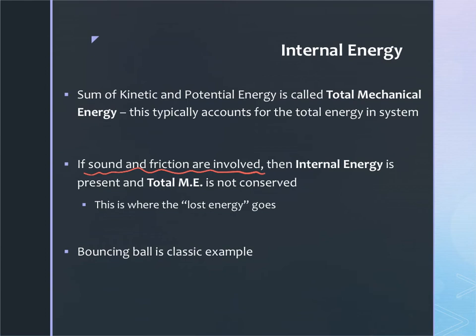Now, internal energy is only considered when sound and friction are involved. So sometimes you'll see in problems where at the end it says neglect friction. You'll see this written in problems. That's when you forget internal energy. But if they don't mention this part, neglect friction, that's when you need to take into account internal energy. If you think about heat, friction, sound, whatever. So the sum of kinetic and potential energy is called total mechanical energy. Okay? Now if internal energy is involved, then we have to look at this equation.